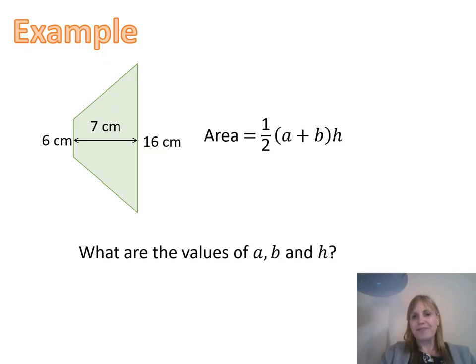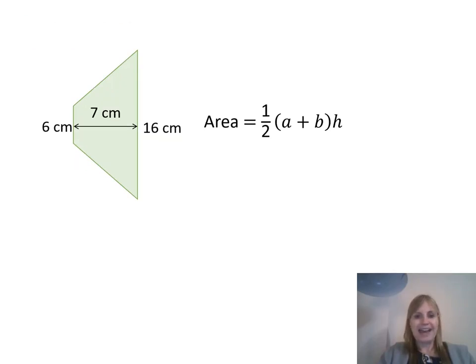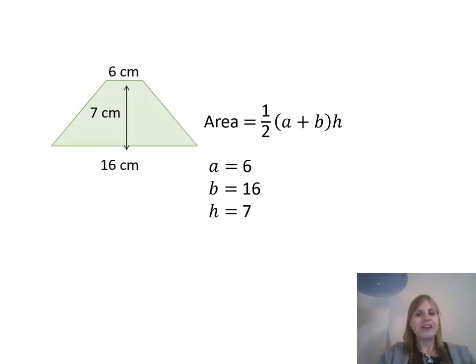In this example, we're given a trapezium. Now the area of a trapezium is half a plus b times h. What do you think the values of A, B and H are? Well, in this example, A is 6, B is 16 and H is 7. H is the height of the trapezium. For A and B, it doesn't matter which way round you write them, but the height is very important. This trapezium is on its side. If I turn it the other way round, you can see that the height is 7.